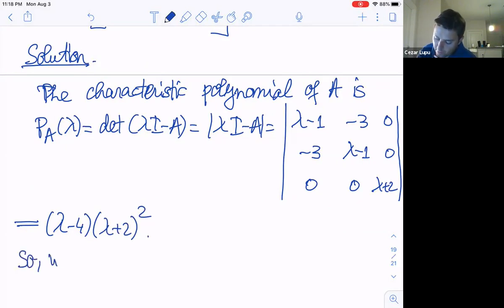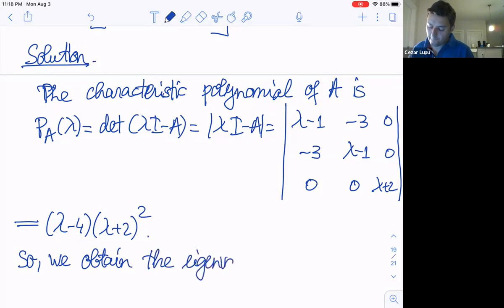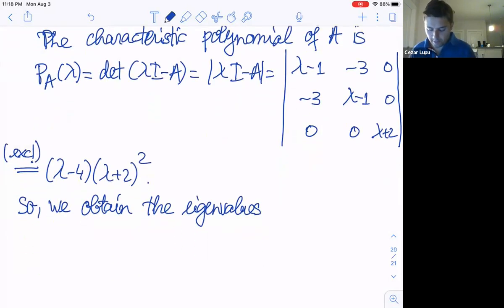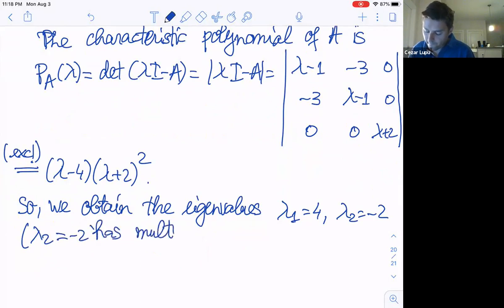Okay. The characteristic equation, so we obtain the following eigenvalues. And I'll leave it to you as an exercise to compute this. Lambda 1 will be 4, and lambda 2 will be negative 2. And as you can see here, lambda 2 equals negative 2 has multiplicity 2. Right? We have seen that.